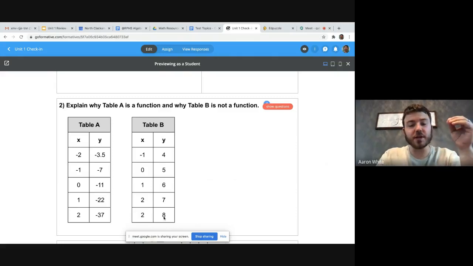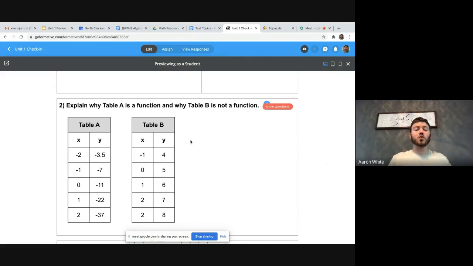So with a function, every input has exactly one output, okay? In this case, we see that this input of 2 has 2 outputs. So it has multiple outputs, which is not going to give us a function.